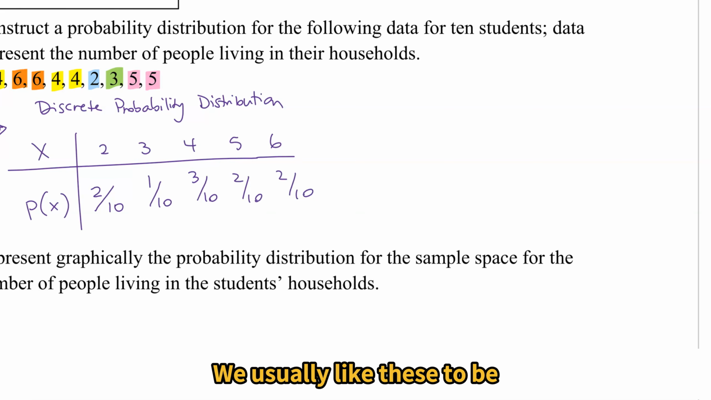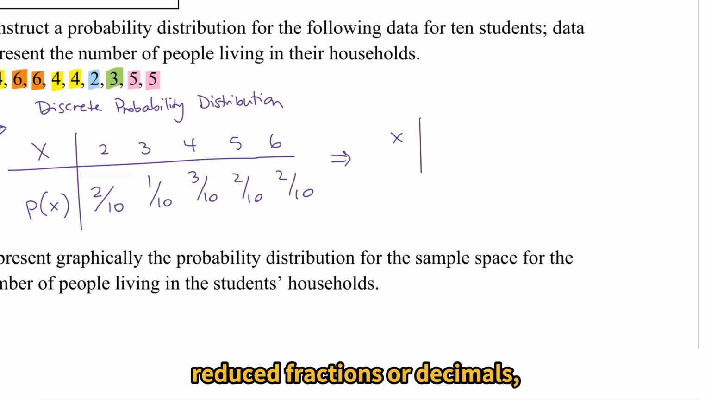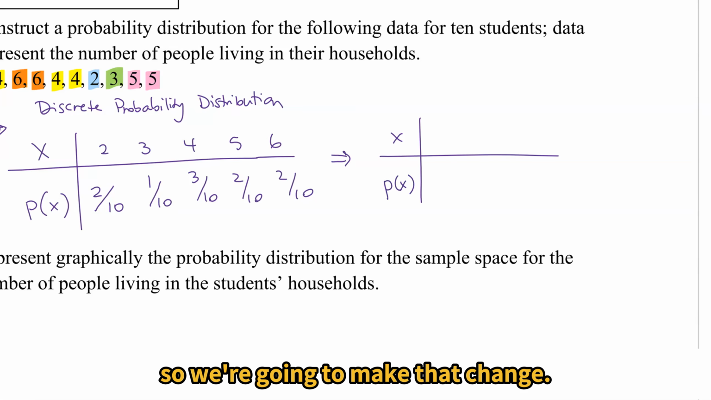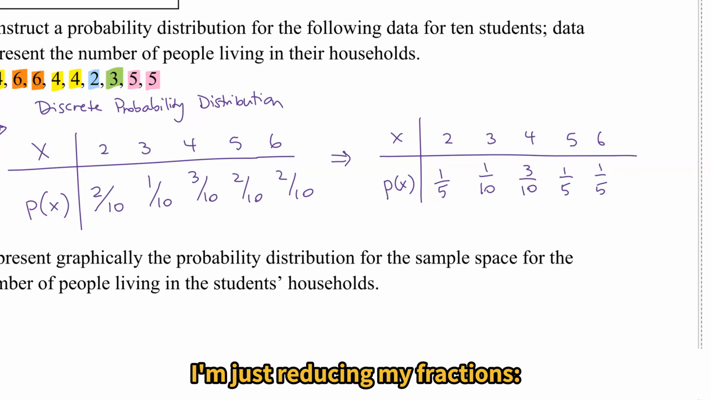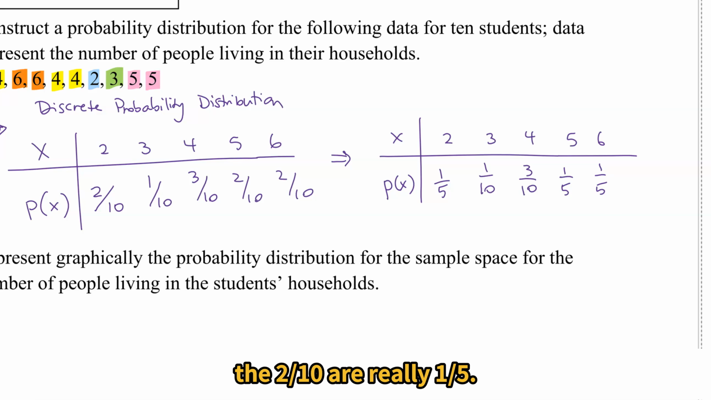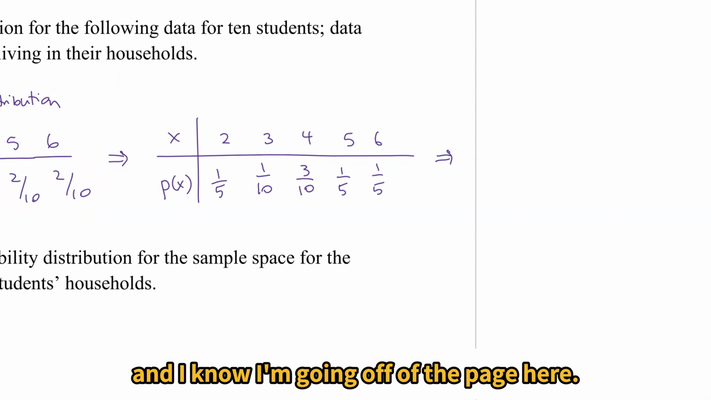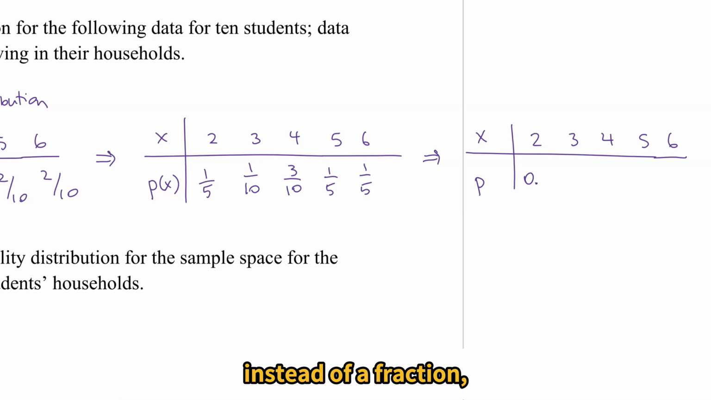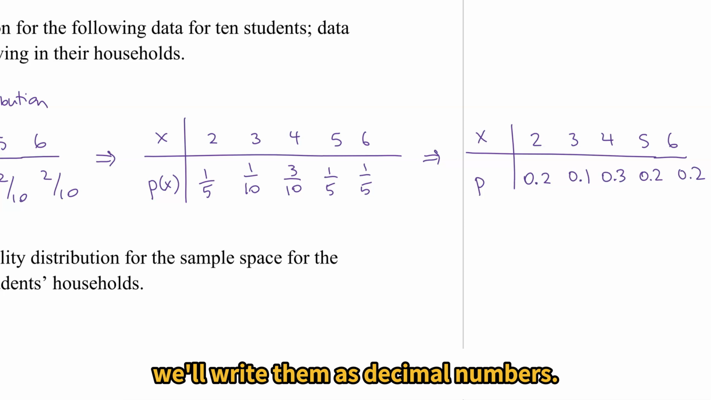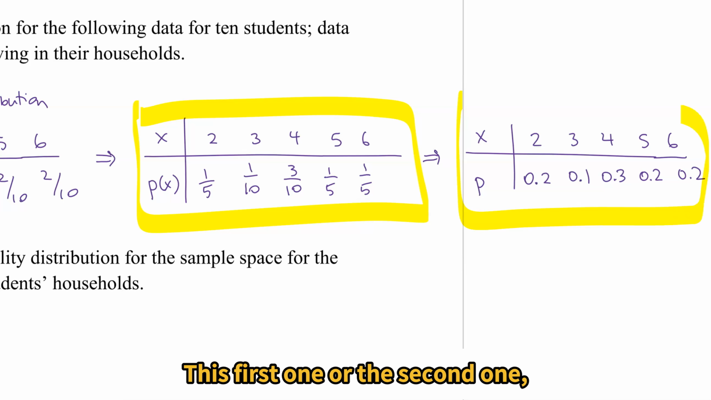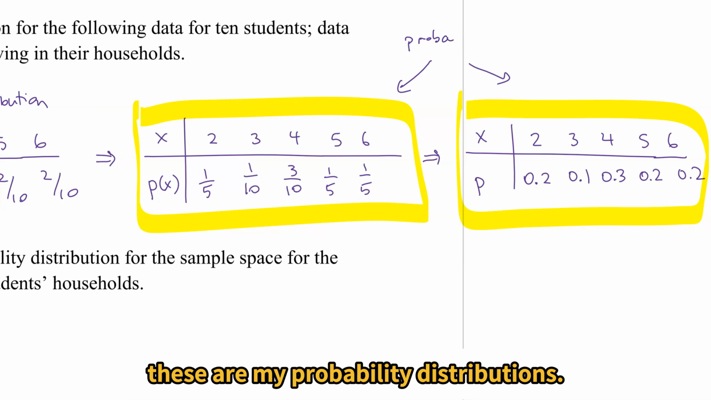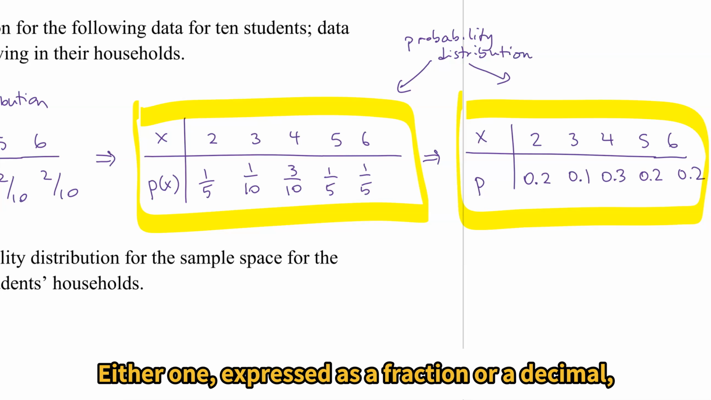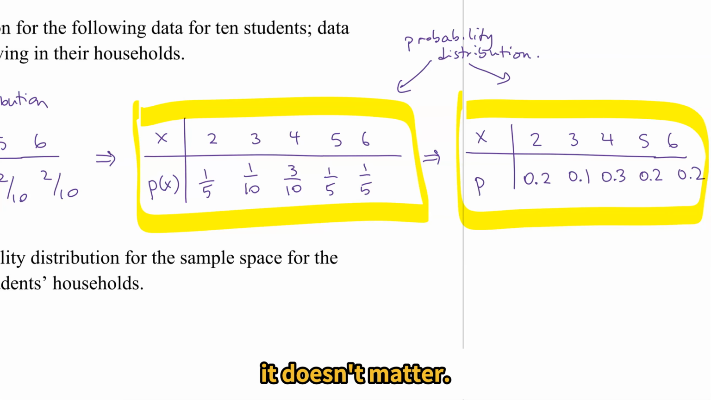We usually like these to be reduced fractions or decimals, so we're going to make that change. I'm just reducing my fractions. The 2/10 are really 1/5. And then I'm going to do one more change, and I know I'm going off of the page here. I apologize. 2, 3, 4, 5, and 6 again. And this time we'll write them as decimals. So instead of a fraction, we'll write them as decimal numbers. And this first one or this second one, these are my probability distributions. Either one, expressed as a fraction or a decimal, doesn't matter.